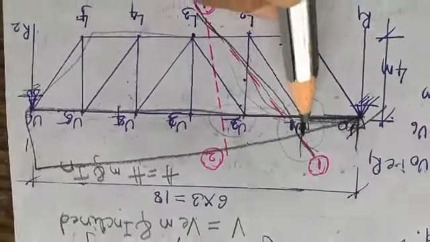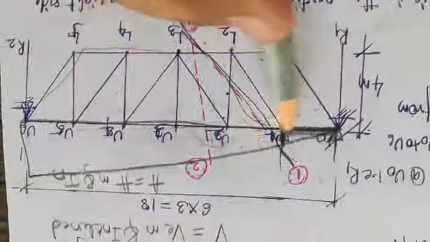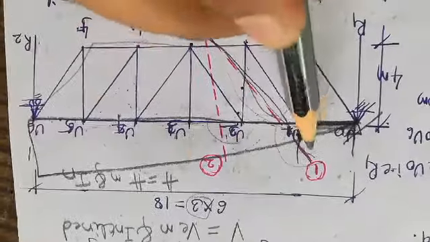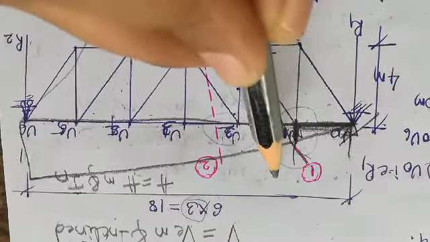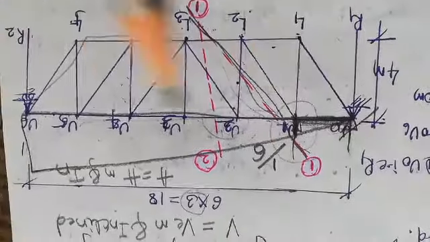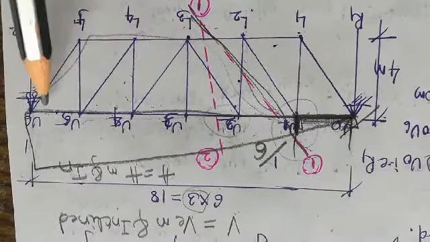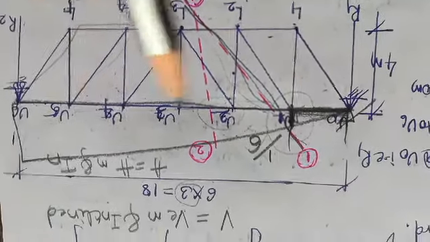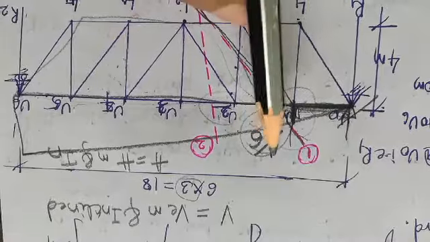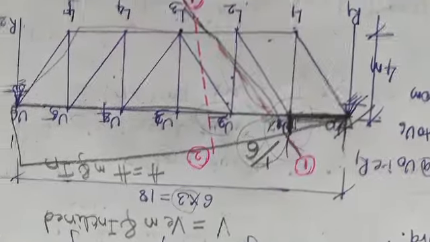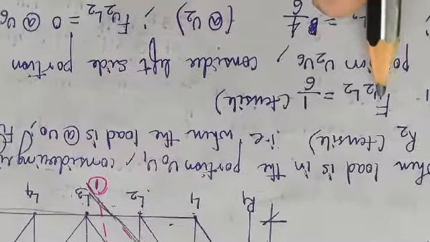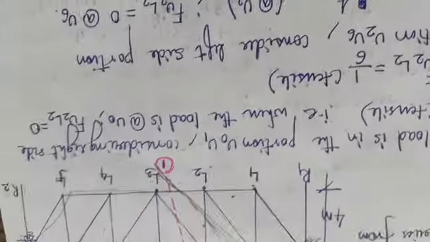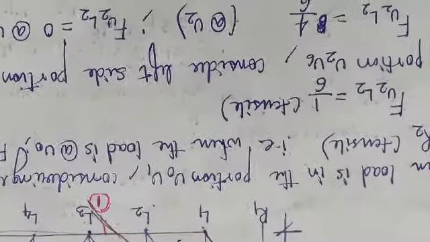How much will this ordinate be? It will be this part, that is 1 part of 6. We are not going to multiply it with 3, anyway it will get cancelled. So how much is U0 U1? 1 part of the 6 parts. So this is 1, 2, 3, 4, 5, 6, correct? So U0 U1 is 1 part of the whole 6 parts. So what is the ordinate of U1? It is 1 by 6. So the force in U2 L2 is 1/6 of the whole answer.